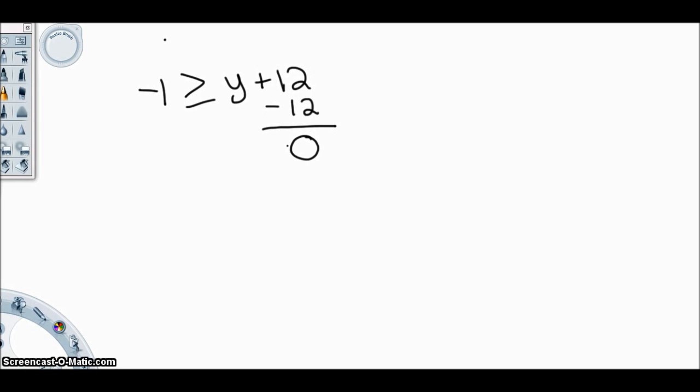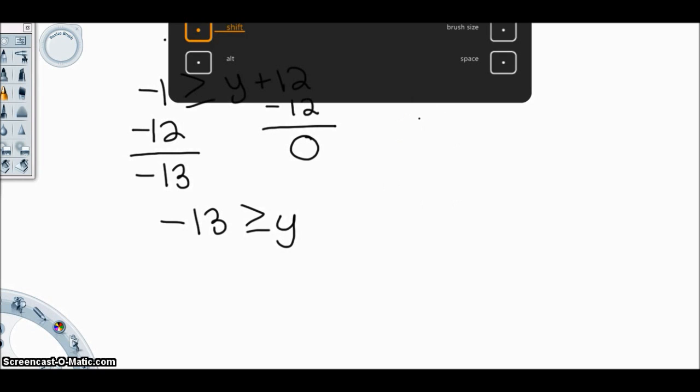We subtract 12 from both sides because positive 12 subtract 12 is going to give me 0. I'm going to subtract 12 from the other side to keep the equation balanced. So I have -1 subtract 12, which gives me -13. I rewrite what I have: -13 is greater than or equal to y. We can also read this as y is less than or equal to -13.